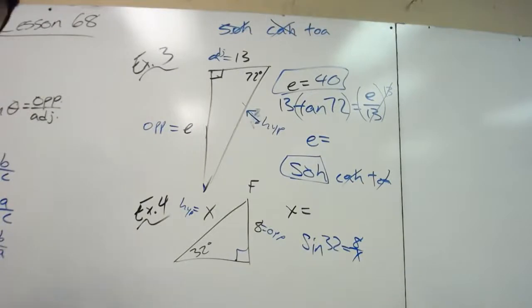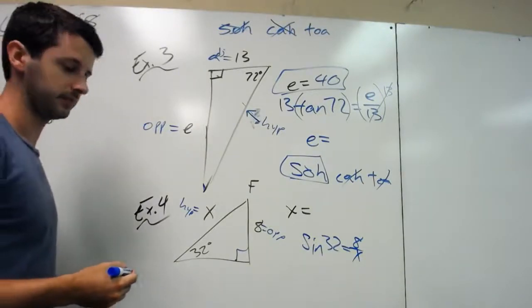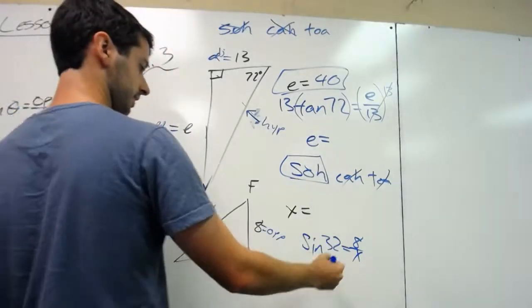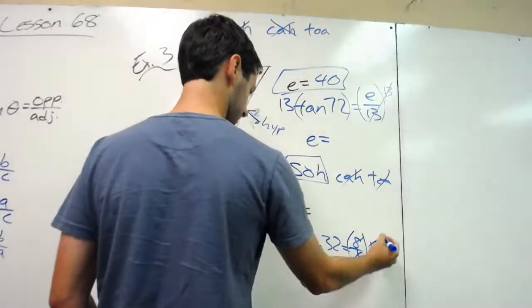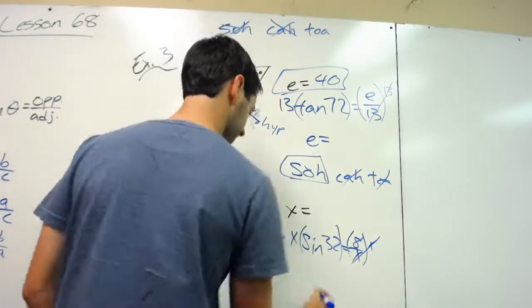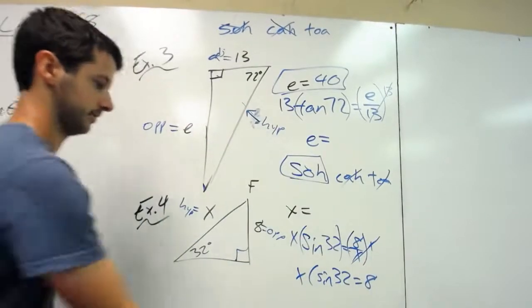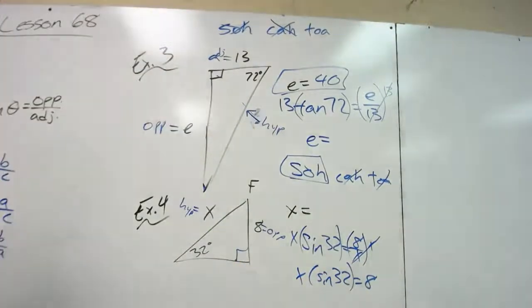So now we got to get x by itself. Well, this can be a little bit tricky. What we're going to do is start by multiplying by x on both sides. So now I'm left with x times sine of 32 equals 8.